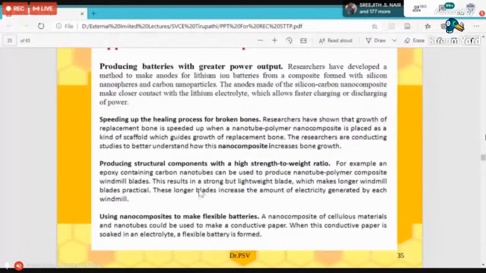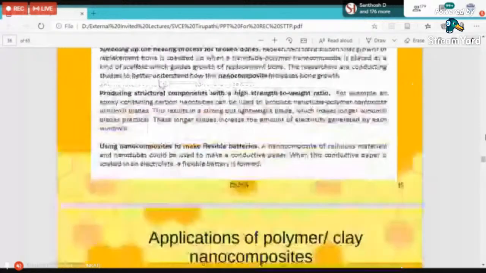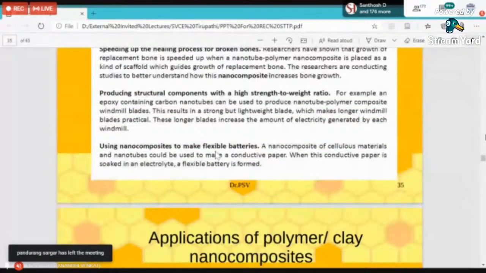Another application is reducing the weight of structural components with a high strength to weight ratio. That is very, very important as far as flying vehicles are concerned. That is also achieved by incorporating the third phase, the nanoparticle phase. Then using the nanocomposites to make flexible batteries. There are flexible batteries, you know. Solar batteries are nowadays available as flexible batteries. You can fold it, put it in a very small space, and you can recover the energy from that.